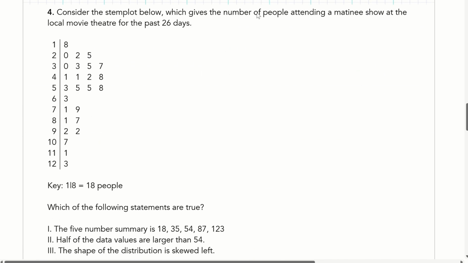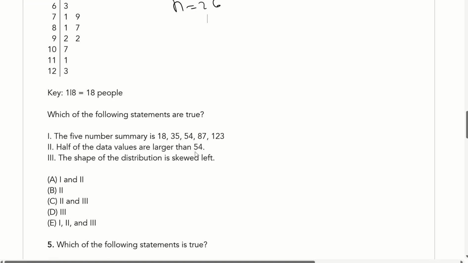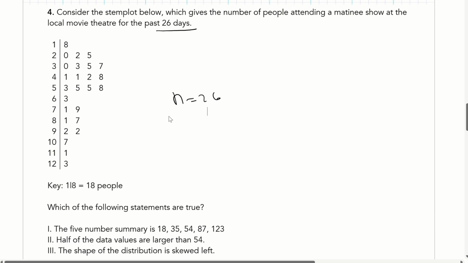Number 4, consider the stem plot, which gives the number of people attending a matinee show at the local movie theater for the past 26 days. So we have n equals 26 here. All right, so which of the following statements are true? Let's look at the easy one. Number 3, is the shape skewed left here? Is the shape of the distribution skewed left?